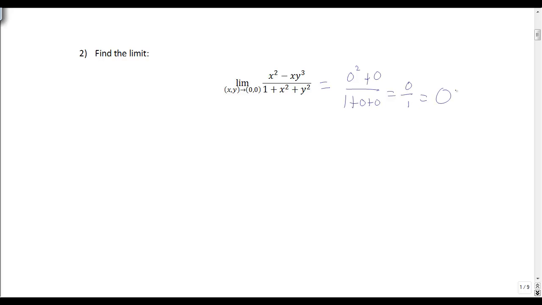So all you need to do is plug in x equals 0, y equals 0. You get a value that you can actually evaluate. You didn't get, say, 0 over 0 or something undefined. That tells me that this is just the value I get, that's the limit. So in this case, that's 0.